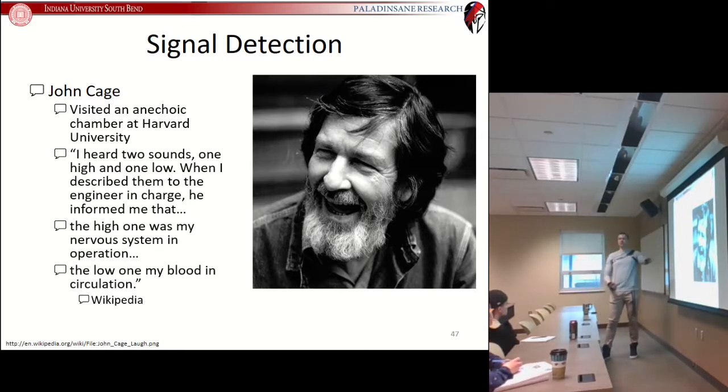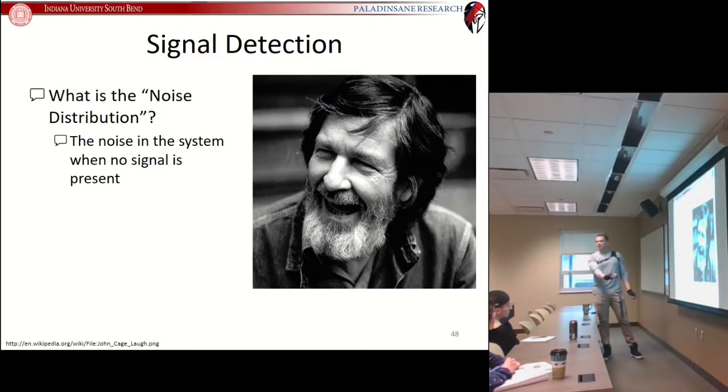So this is a very dramatic example of what we mean by the noise distribution. So when there is no signal, when there is nothing to detect, whatever is going on in your perceptual system, in this case, whatever was going on in his nervous system, in his body, that is background noise that you cannot eliminate. And that is the noise distribution.